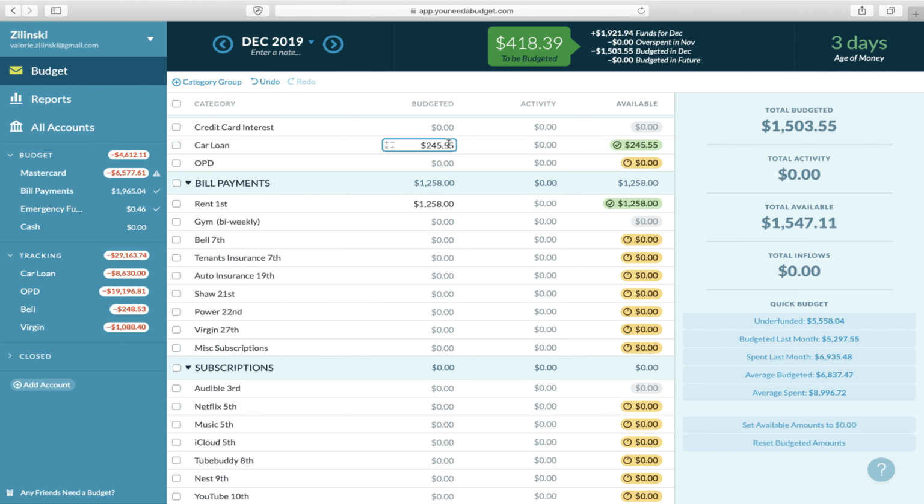So our car loan is budgeted for. Rent was already budgeted for. I made sure that that was taken care of with our last paycheck because I knew that the one at the end of the month wouldn't be enough to even come close to covering that.